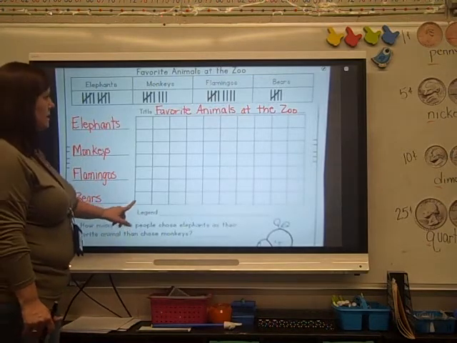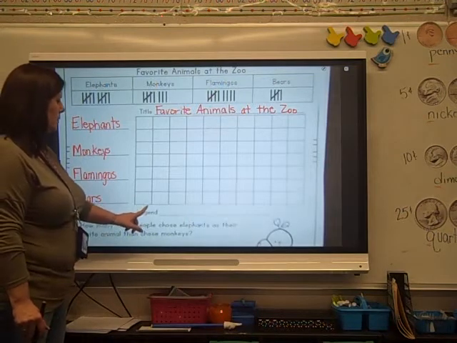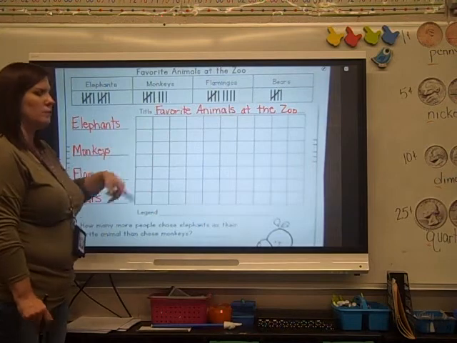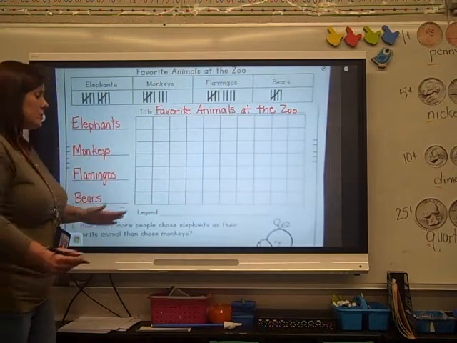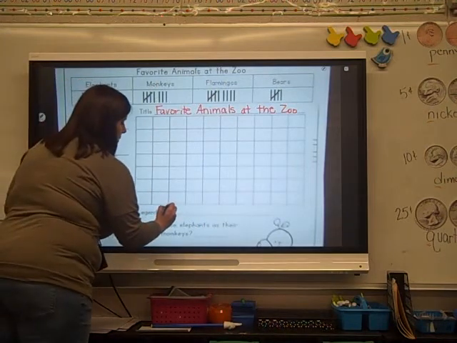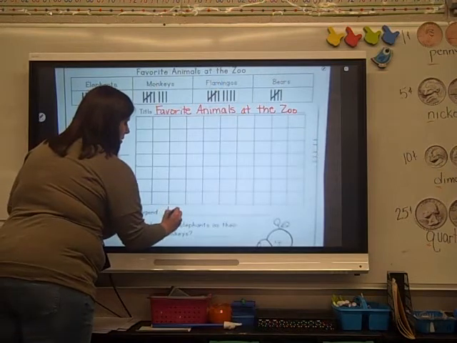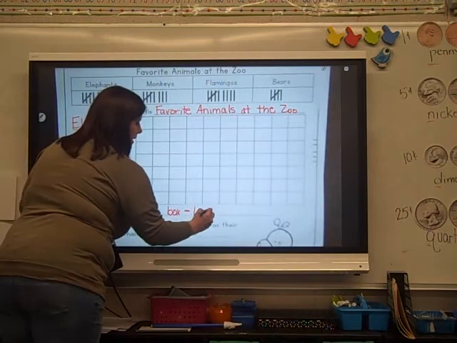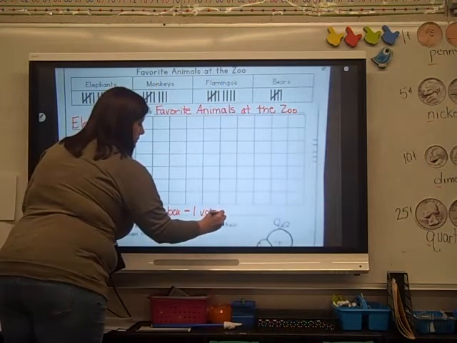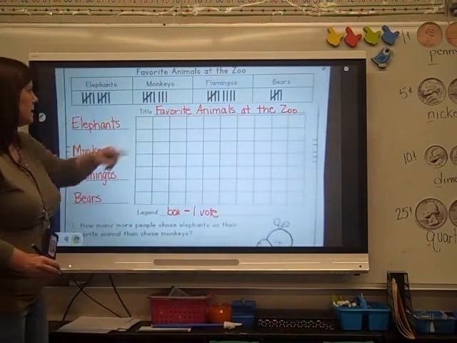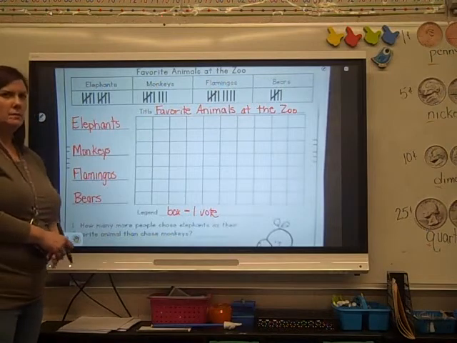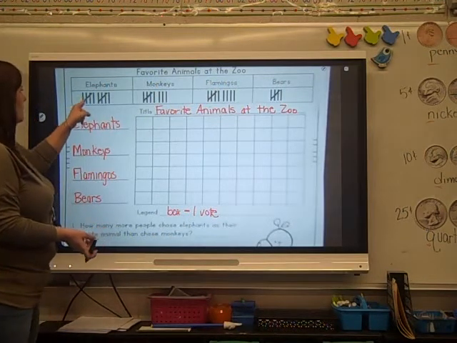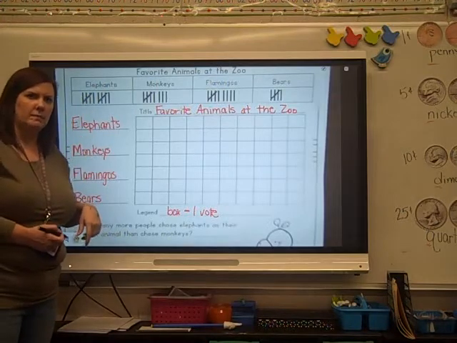Legend. Basically, guys, that means we have all our numbers. They don't want us to write our numbers this time. What does each box represent? Each box is one vote. Equals one vote. All right? Each box equals one vote. So now we got tallies. We don't have numbers this time.